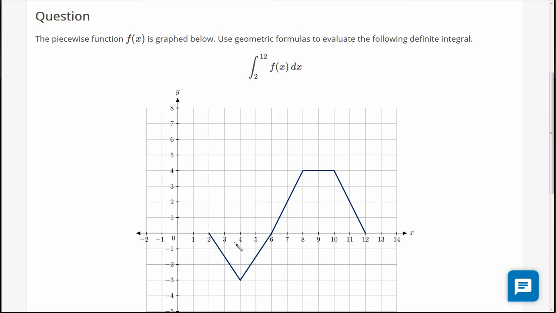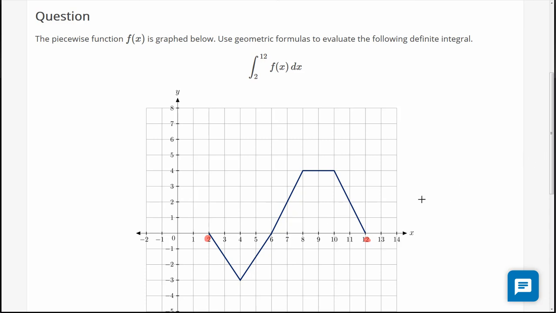Okay, so again, what do I mean? Yeah, so let's get serious. We want x to range from 2 to 12. So there's 2, and there's 12. Basically it just wants me to consider the whole picture. So what I'm going to do is find the areas of each of these pieces. Let's do this piece first.